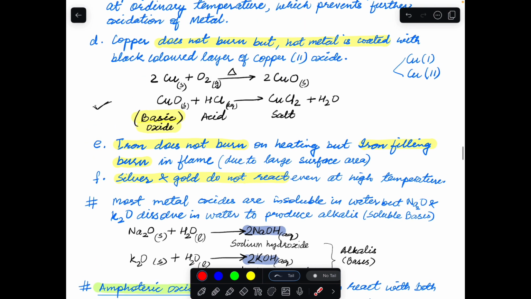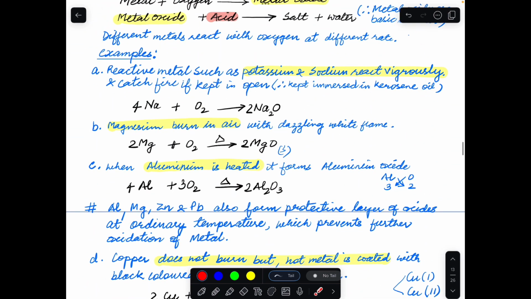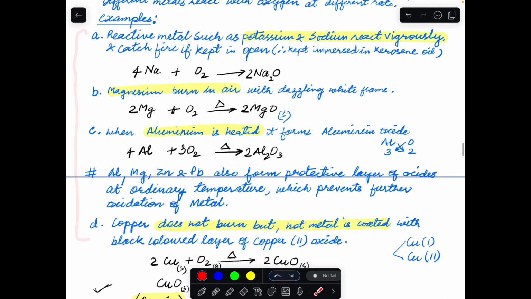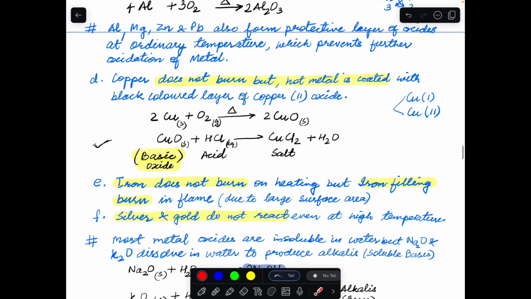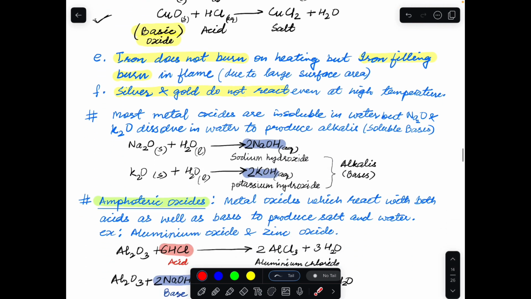So what we can say, out of all these observations that we have seen here, most reactive is sodium, then magnesium, then aluminium, then copper, and then your iron, and in the end we have silver and gold. So on the basis of reaction with oxygen, we can show how different metals have different reactivity.